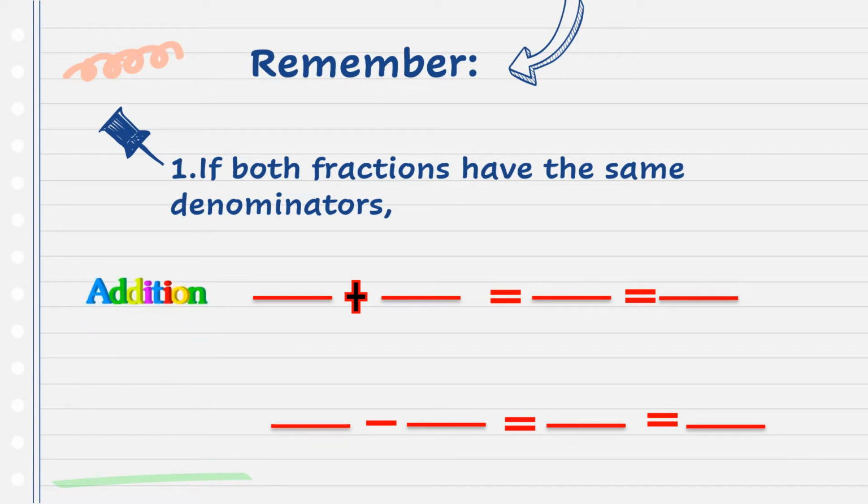Here, we have an example for addition. 5/7 plus 1/7. To do this, we are going to add 5 and 1, which is 6, and we will copy the denominators because they are the same. So the answer is 6/7.